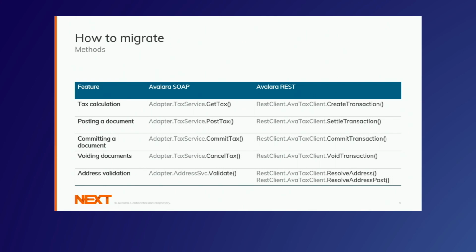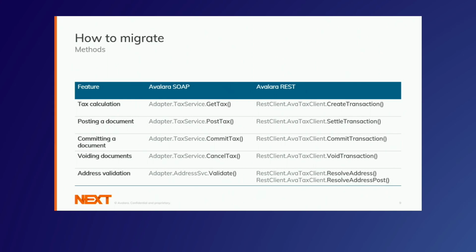For the tax calculation feature, the SOAP GetTax method is equal to the REST CreateTransaction method. For the posting a document feature, the PostTax method is equal to the SettleTransaction method. For the committing a document feature, the CommitTax method is equal to the CommitTransaction method. And for the voiding documents feature, the CancelTax method is equal to the VoidTransaction method.